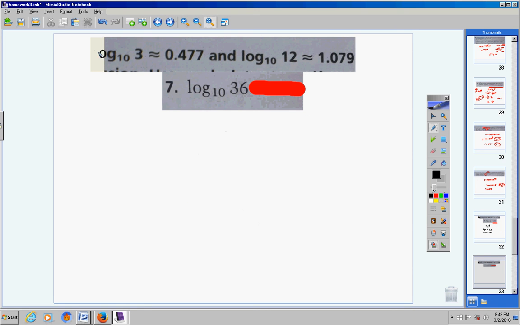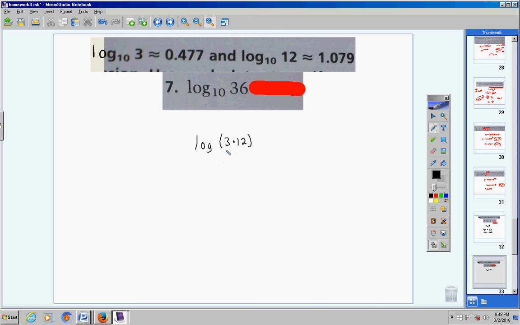Okay, the logarithm of 36. Now, somehow I've got to get a 3 and a 12 worked in there. Well, guys, you should think of that right away. 3 and 12. I mean, look, 3 times 12. So instead of putting 36, I'm going to put 3 times 12. Why would I do that? Because now I have 3s and 12s in my argument, which is what I wanted.